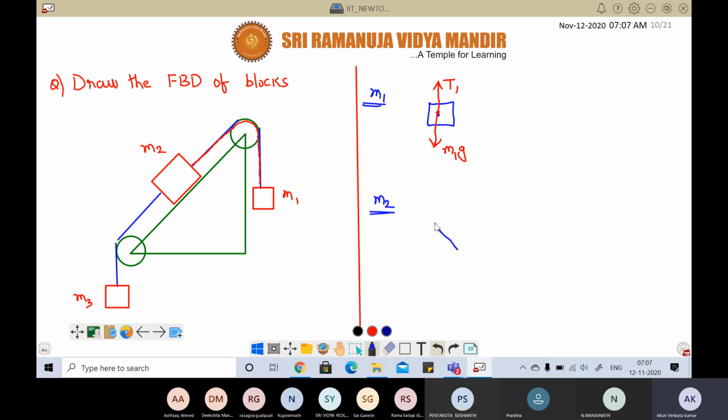Next, the free body diagram of block M2. The first force is the gravitational force, which will act from the center vertically downwards, equal to M2g. Now there are two ropes, correct or not? Two strings are there. One is this one, another is this one downward. So these two are different strings.